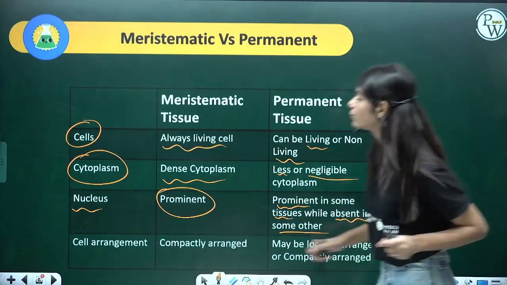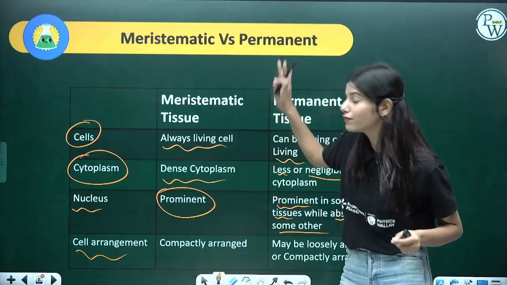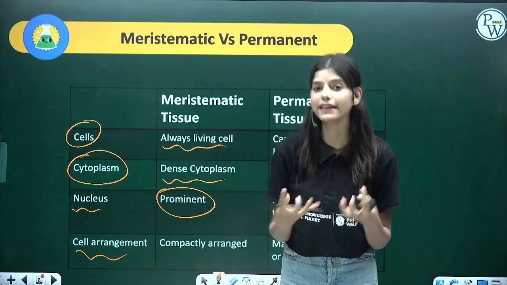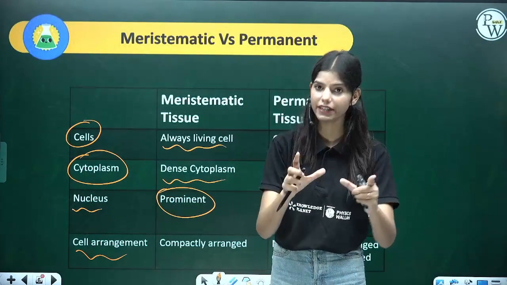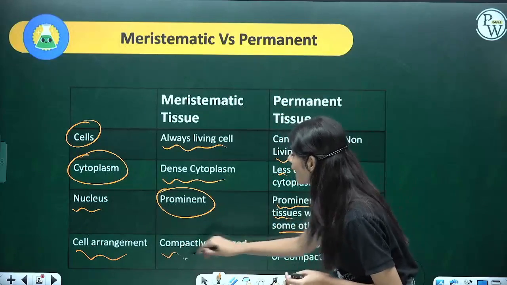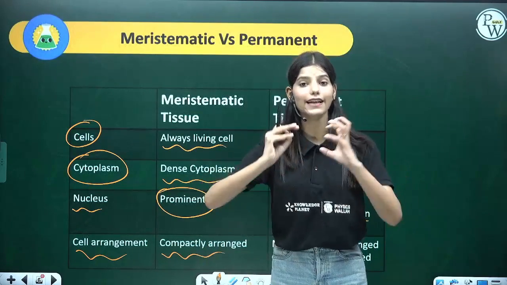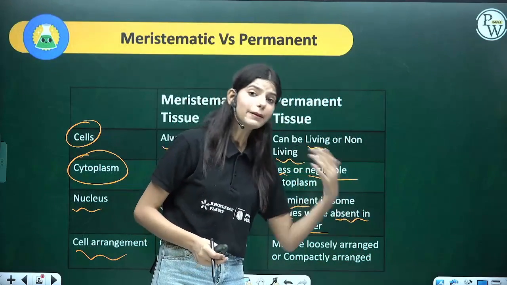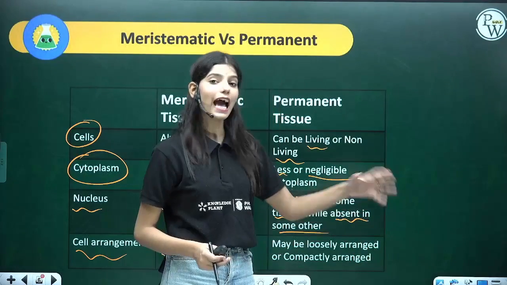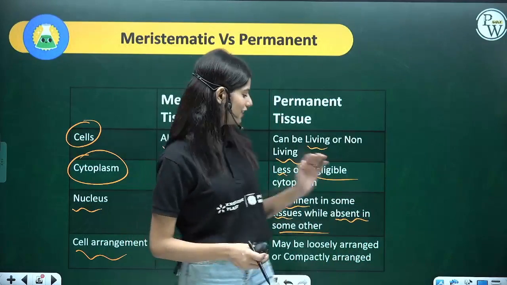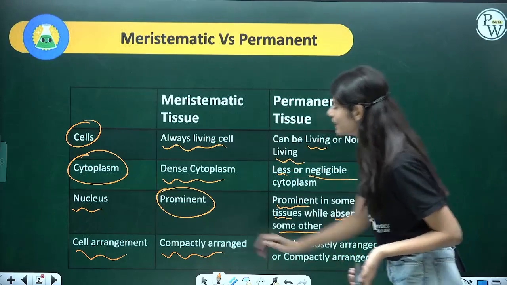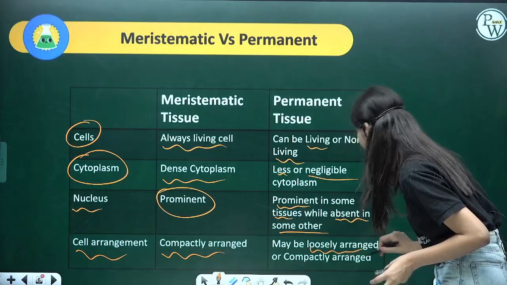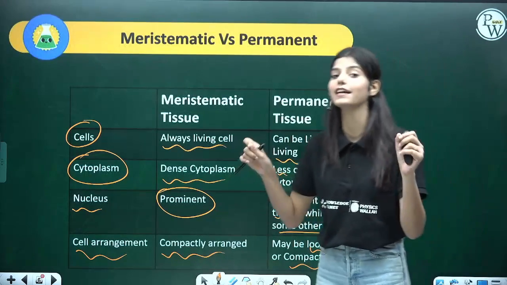Now talking about the cell arrangement, guys, in case of meristematic tissue, these cells have to divide. They're continuously increasing in number. So they are filling up the space wherever they are present, and that's why they are compactly arranged, very tightly arranged, because the cells are increasing. But in case of permanent tissue, they can be compactly arranged in some cases, and loosely arranged in some cases. So the meristematic cells are compactly arranged, but in case of permanent tissue, they may be loosely arranged and they may be compactly arranged.